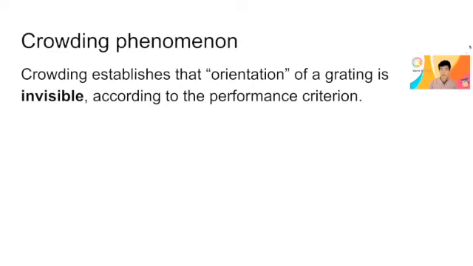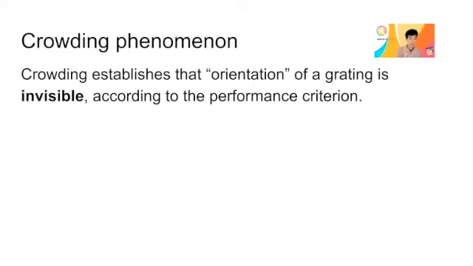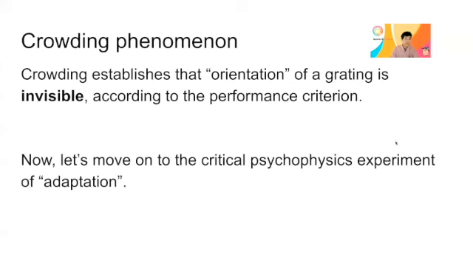And the crowding establishes the orientation of a grating is invisible according to the performance criteria. So if you ask them whether the oriented grating is on the left side or right side, or whether there was some grating there in the first place or not, that kind of a detection threshold can be determined. That's a performance criteria. And now let's move on to the critical experiment, adaptation.